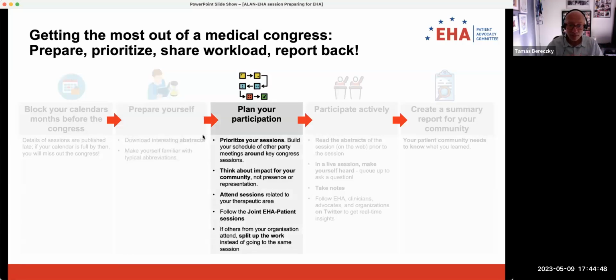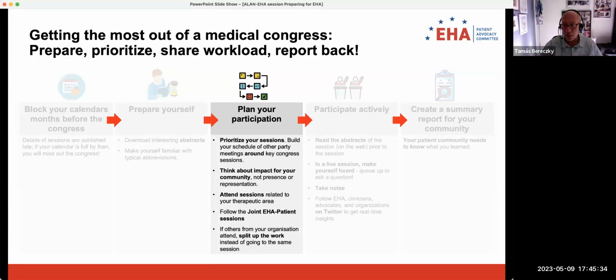And then have a detailed plan. Set your priorities. Don't try to do everything, because it will be impossible. And also build a schedule, pace yourself. So plan in time for lunch and meeting others, and maybe visit the patient hub if there is one under EHA. There usually is a dedicated corner where patients are welcome to sit down and take a breath. So plan in some resting times and eating times.